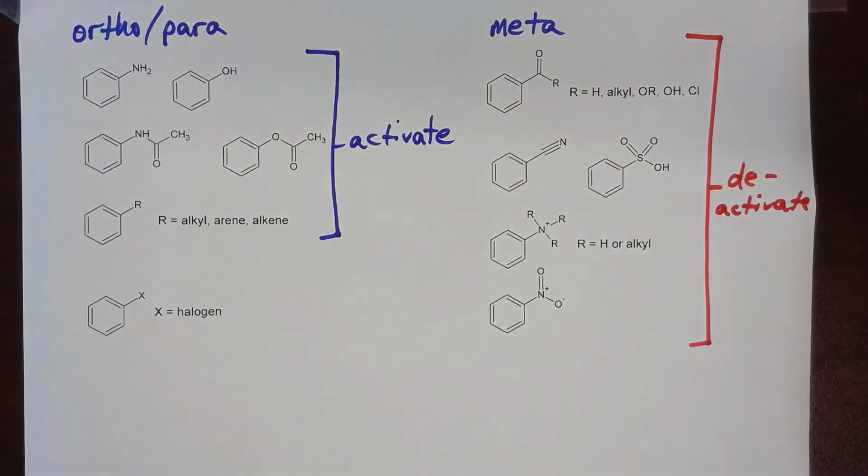So the deactivating groups all withdraw electron density from the ring. Halogens are sort of in a special category. They withdraw a little bit of electron density from the ring, so they're weakly deactivating, but they're still ortho-para directors.